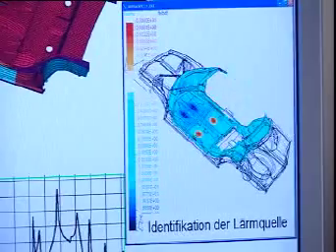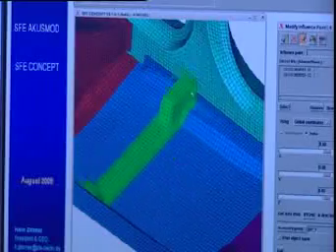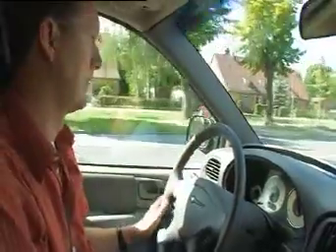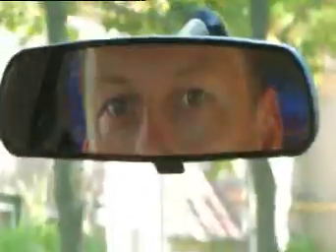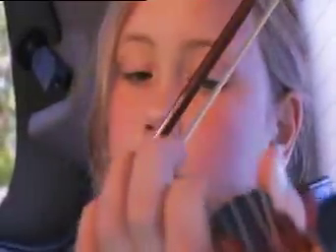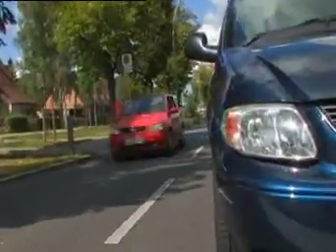What previously was done only by trial and error is now improved virtually in the early planning process by solving millions of equations. Less noise is good and allows the unexpected. From the back seat. Provided the peace is not disturbed.